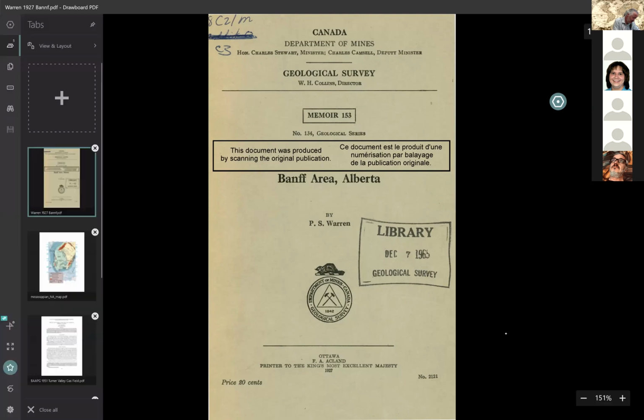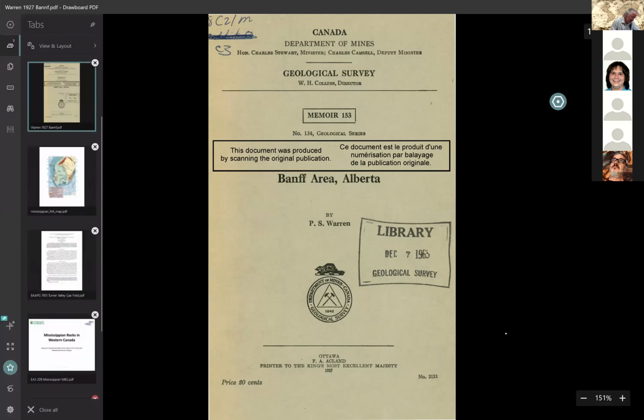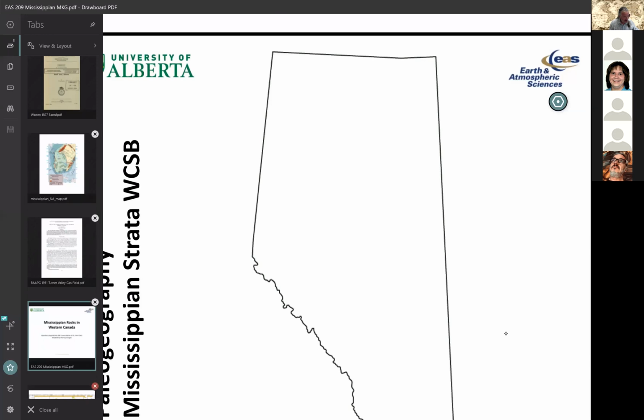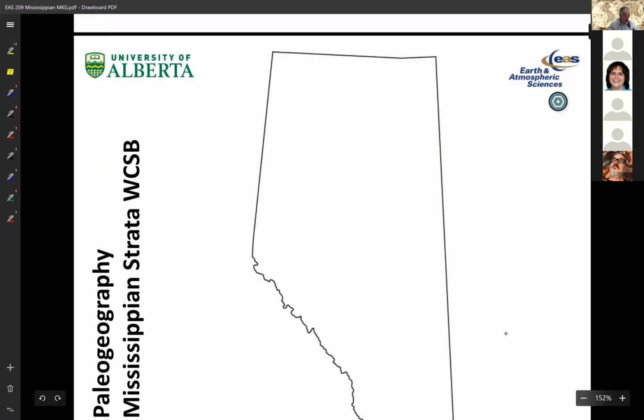We're going to get back to this document. It's a cool Geological Survey of Canada document, but I don't want to discuss that yet. I'd like to discuss first the Mississippian in a more general way.